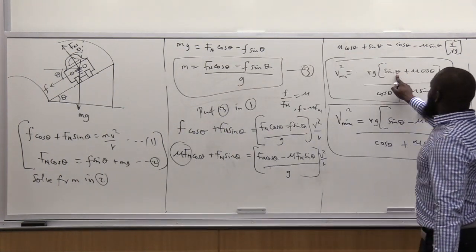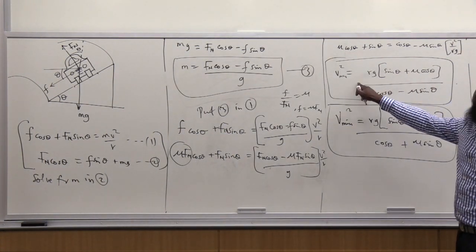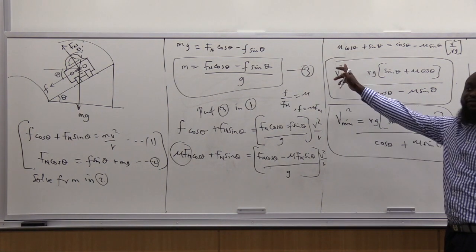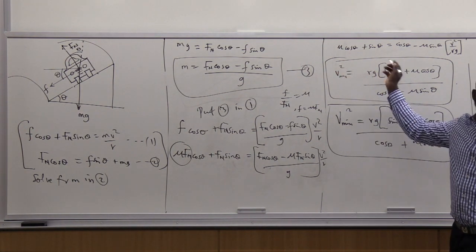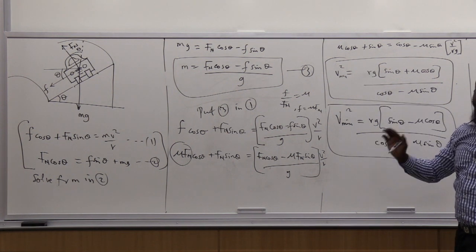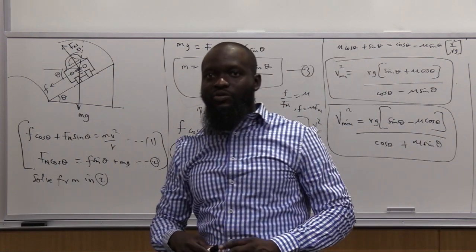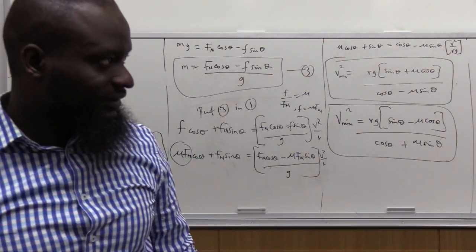So you are given the angle and you are given mu, you are given the radius, and you have g. That's all you need to get the maximum speed. But don't forget it's a square. So anything you get, take the square root of that. That will give you your real maximum speed. Don't forget to take a square root after, okay? And let me know what you get. Have a good one.